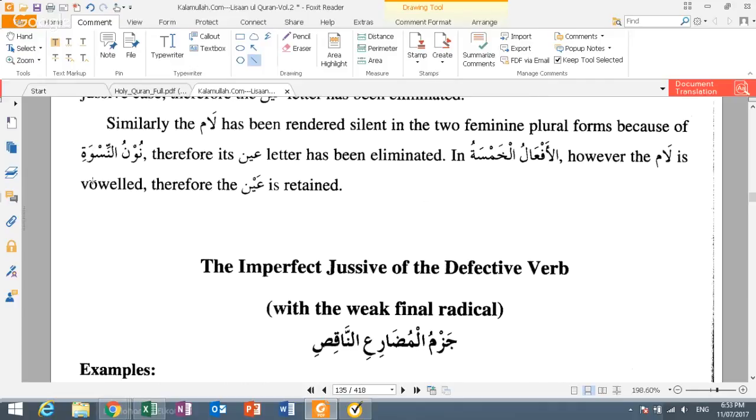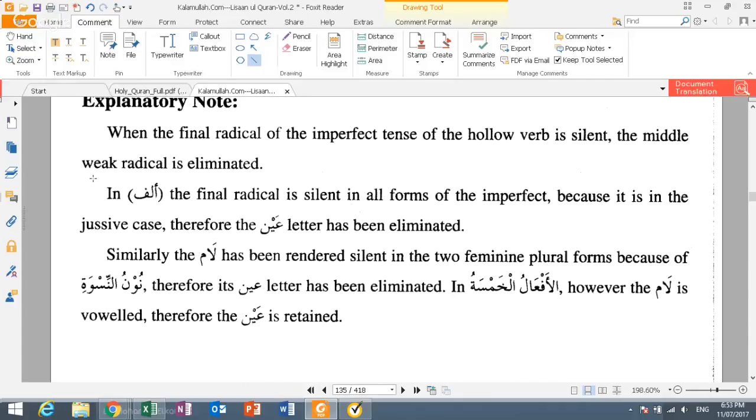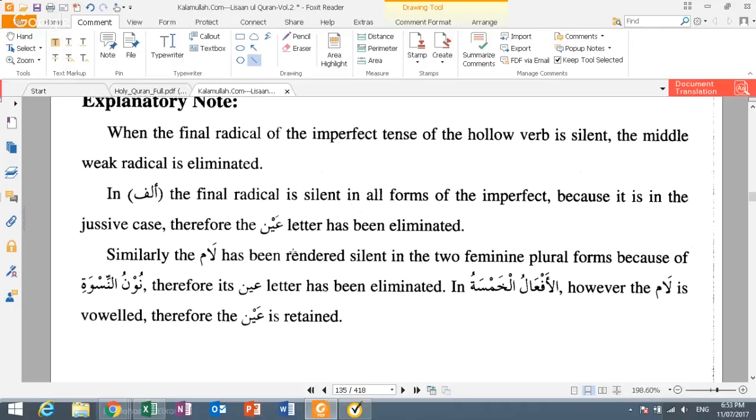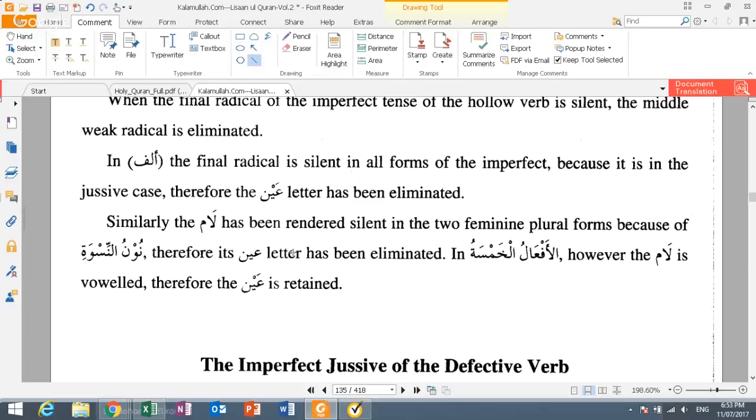Okay, just read quickly, but all the same. When a final radical of an imperfect tense of a hollow verb is silent, a little weak radical is eliminated. In the jussive, the final radical is silent in all forms of the imperfect, therefore the weak letter has been eliminated. That was waw or ya. Similarly, the lam has been rendered silent in the two feminine plural forms because of noon of niswa. That will remain. Therefore, the ayn letter has been eliminated. In Af'al al-Khamsa, however, the lam is vowelled. Therefore, the ayn letter is retained.